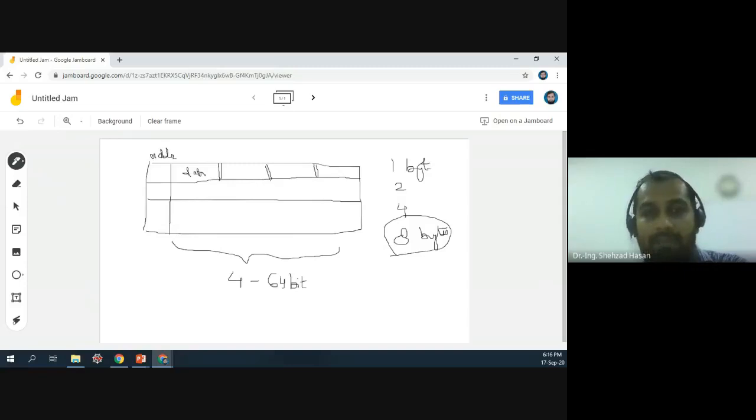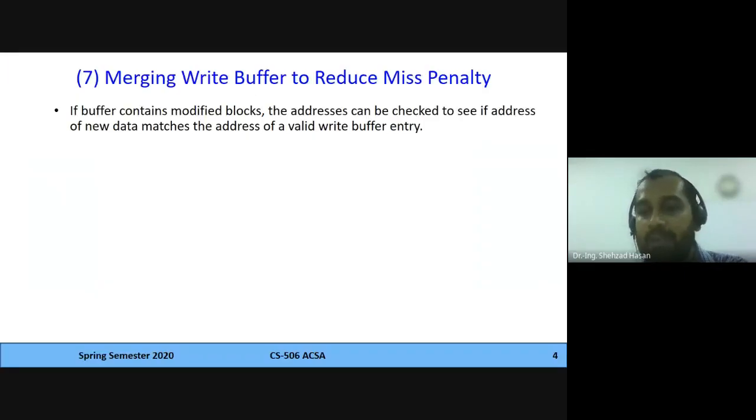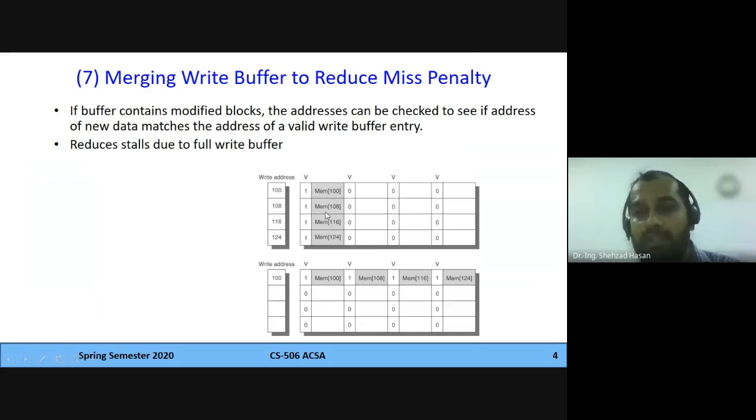Now, what happens in a merging write buffer, which is the technique used in the latest processors as well, like the i7? We try to merge these entries together if we feel that the write addresses can be merged together. You can see this in the top diagram over here.